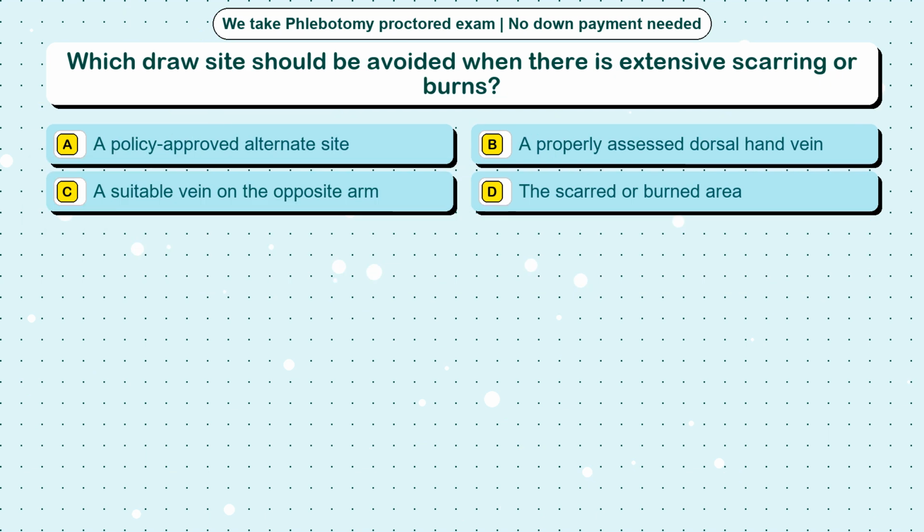Question 70. Which draw site should be avoided when there is extensive scarring or burns? Option A, a policy-approved alternate site. Option B, a properly assessed dorsal hand vein. Option C, a suitable vein on the opposite arm. Option D, the scarred or burned area.